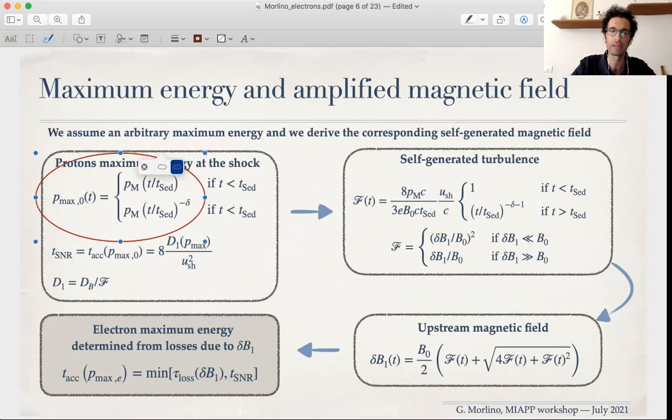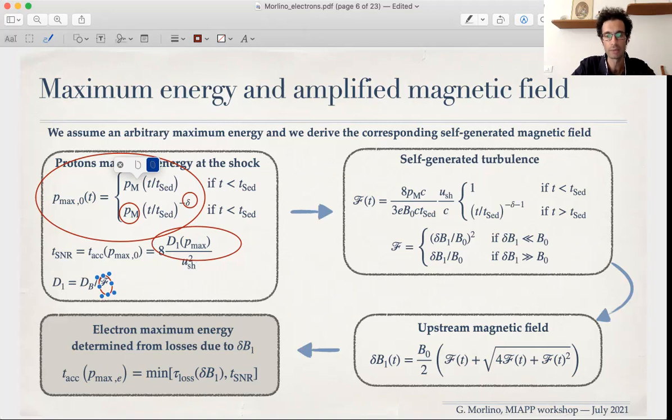function for the evolution of magnetic field, for the evolution of maximum energy in time, which is a simple power law proportional to t to the minus delta, where the two free parameters are p_m, which is the maximum absolute momentum reached at the beginning of the Sedov phase, and delta is the power law index, which is an arbitrary parameter. Then we assume that the maximum energy is determined by equating the age of the remnant with the acceleration time, which is connected to the diffusion coefficient, which is in turn connected to the turbulent magnetic field.